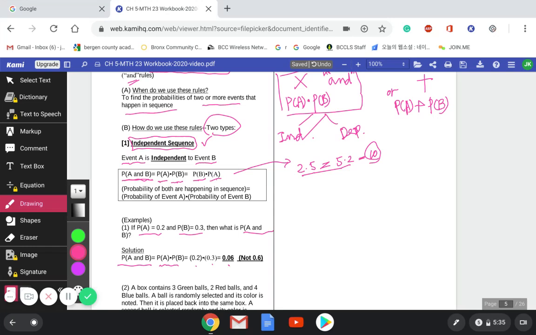Many students make a mistake by answering 0.6, but 0.2 times 0.3 is not 0.6. 0.2 times 0.3 is 0.06. So make sure you don't make that mistake. So let's look at another example.